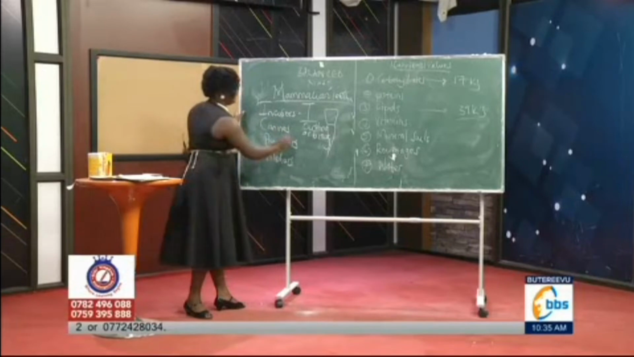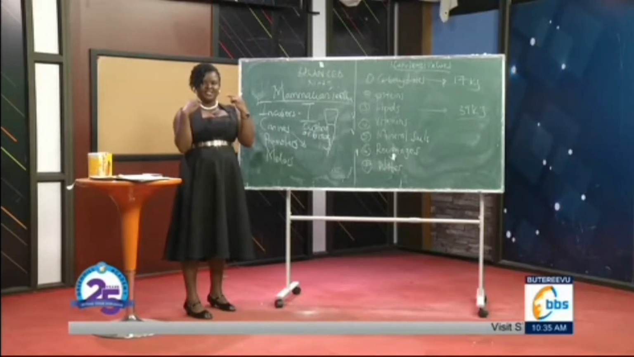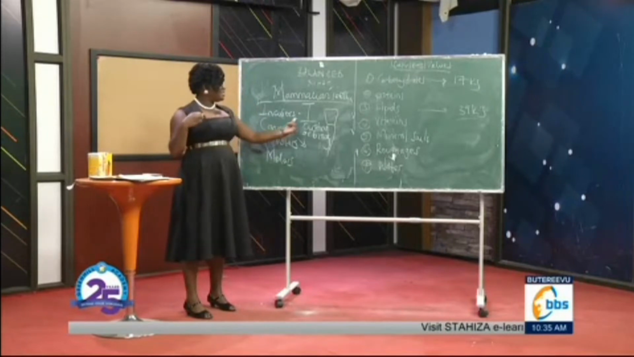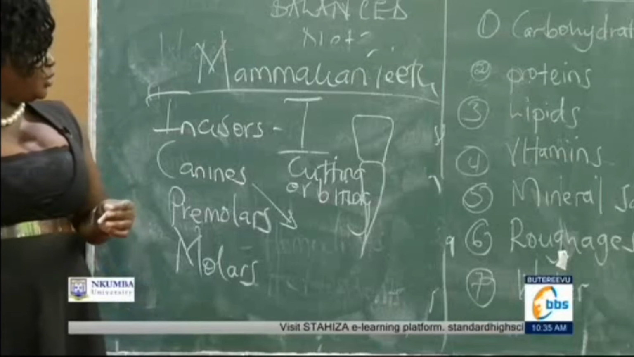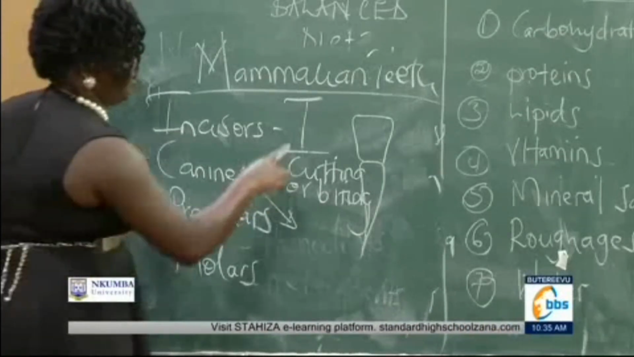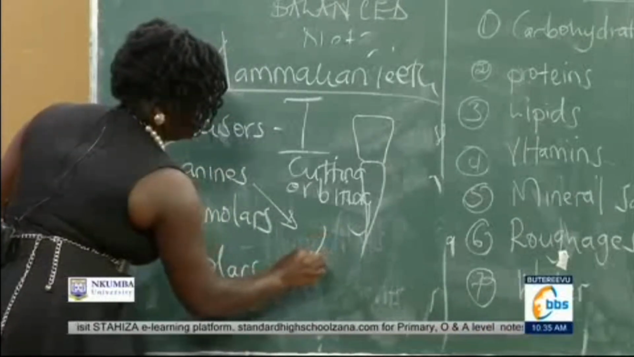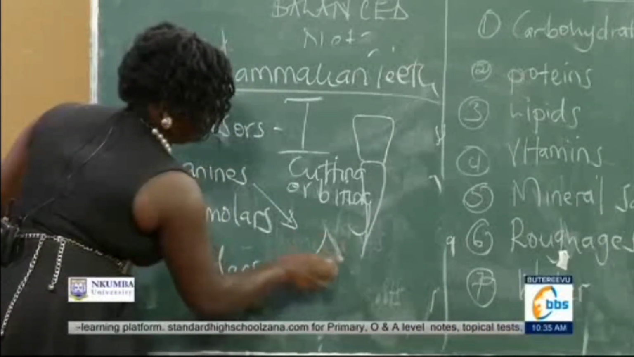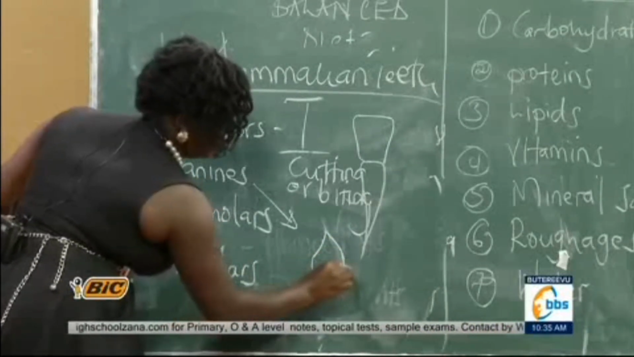Then we have the canines, located next after your incisors. The canines have one root just like the incisors, but they have a unique feature: their enamel is sharp and pointed. They have long and pointed enamel.